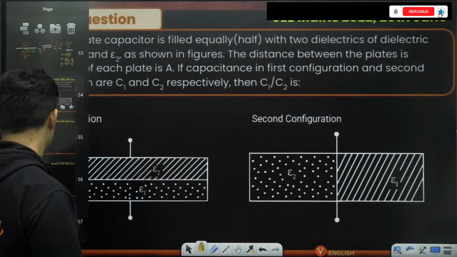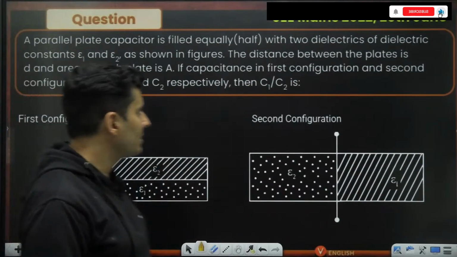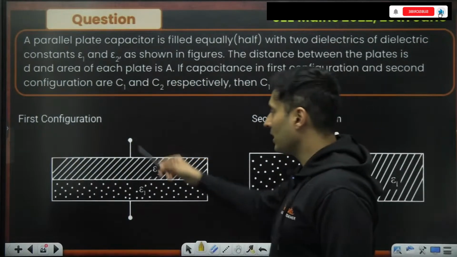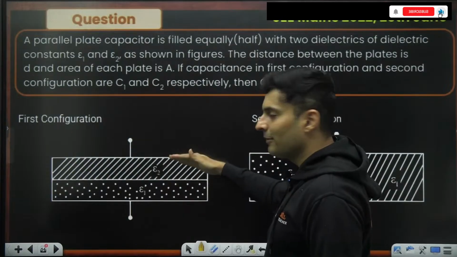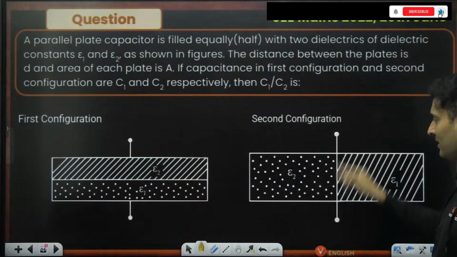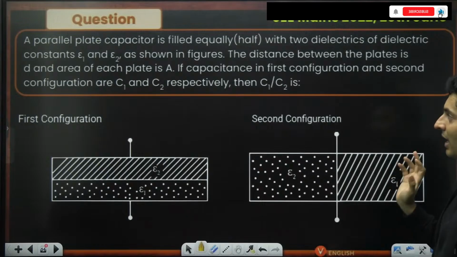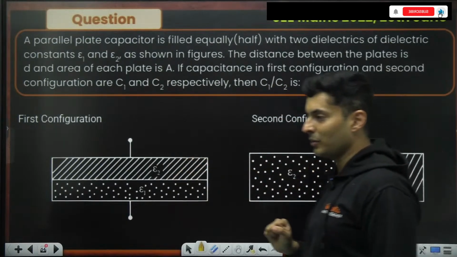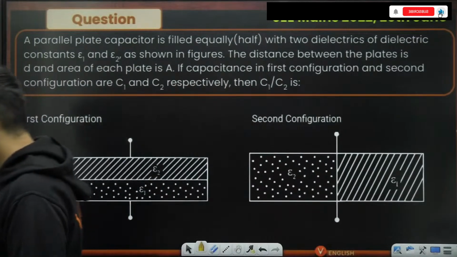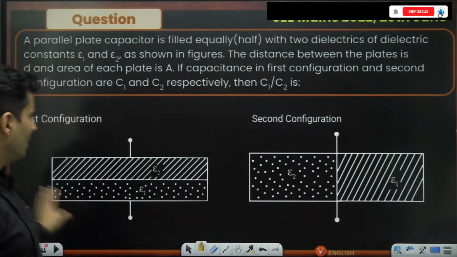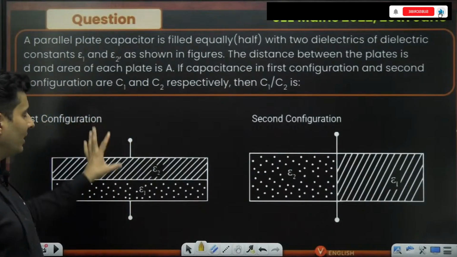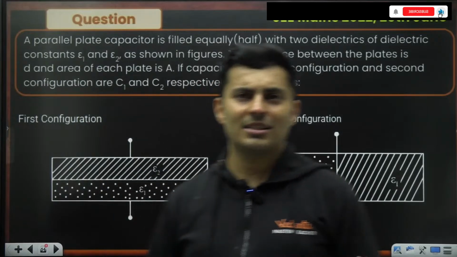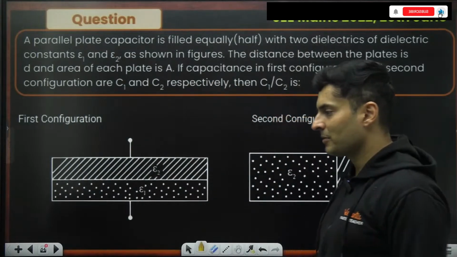Now let's solve this last question from JEE Mains 2022. You have two combinations. In one, the slabs are one after the other, versus the other, where the slabs are side by side, and the ratio of the new capacitances is asked in this versus this scenario. Read it carefully. What do you think the first configuration is? What do you think the second configuration is? Is it series or is it parallel?